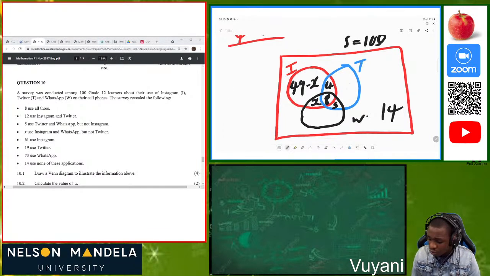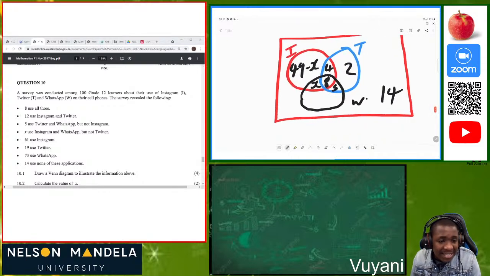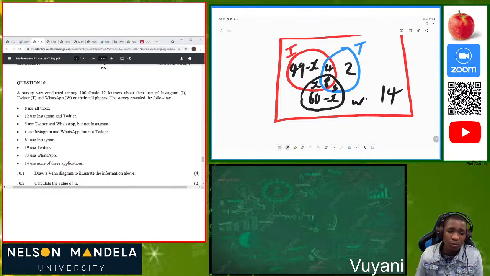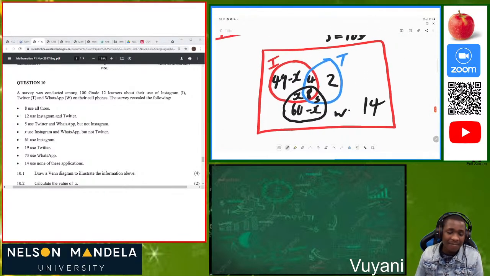Then we come to this side again. We said 19 use Twitter only, so it's going to be 19 minus 4 minus 8 minus 5. Then we end up having 2. Then also we were told that 73 uses WhatsApp. So 73 minus 5 minus 8 minus X will give us 60 minus X. So that will be our Venn diagram.